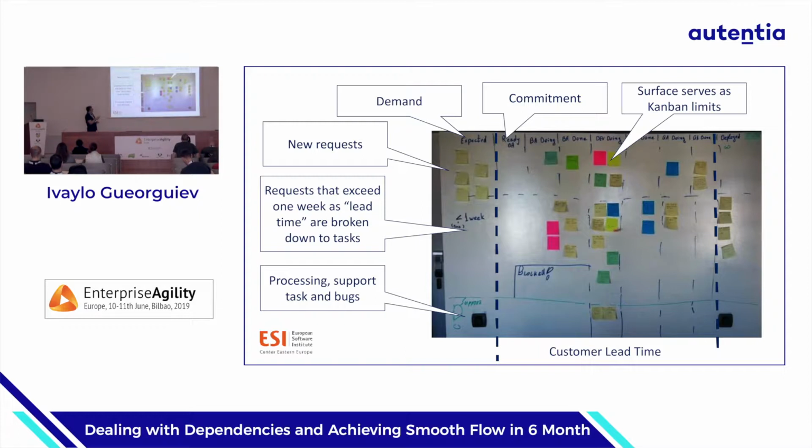We talked about this. These are new requests. These are requests that are broken down to tasks. And these are processing support tasks and bugs. This was the very initial backlog on the wall. And then customer lead times, we commit here, and actually we deliver here.